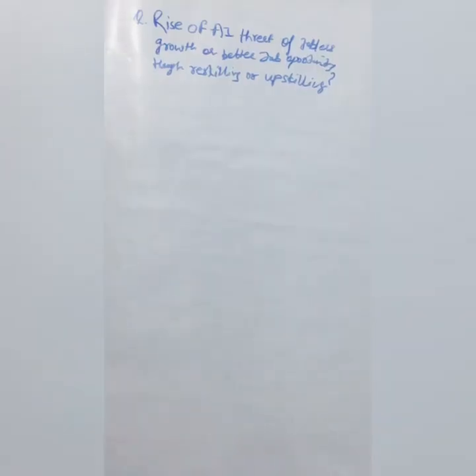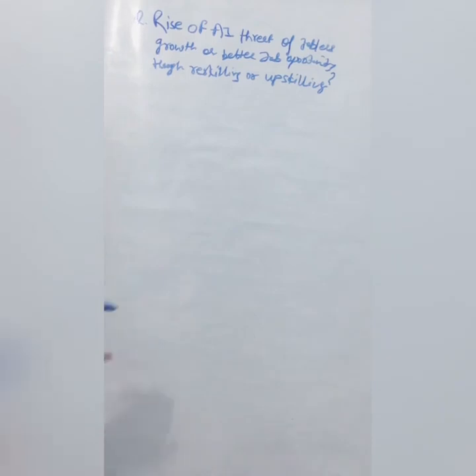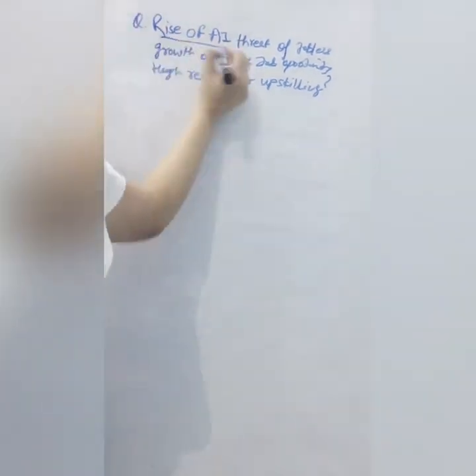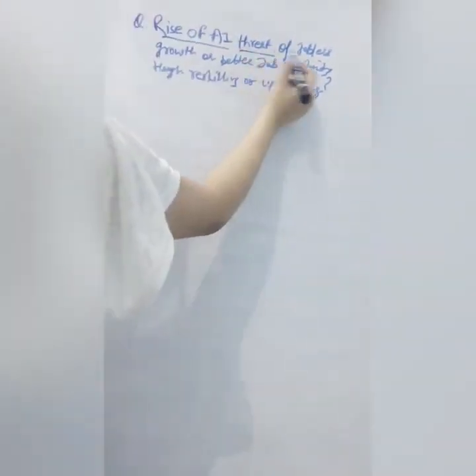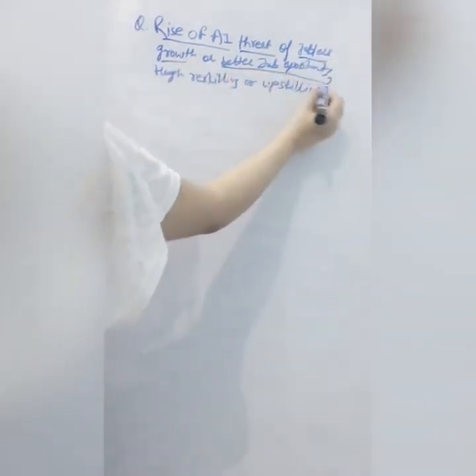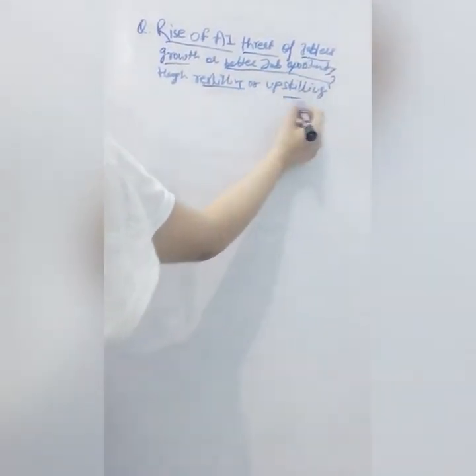Suppose this is the question. We'll learn how you will write an intro for the topic. For example, the question is: rise of artificial intelligence is a threat of jobless growth or better job opportunity through reskilling or upskilling.